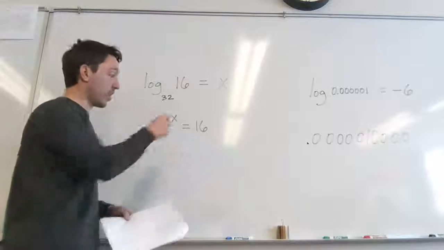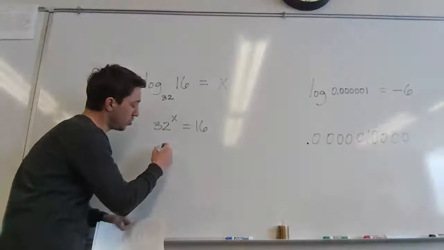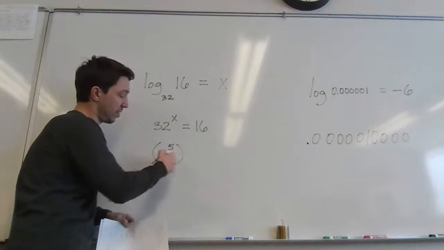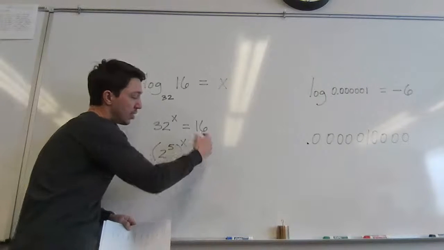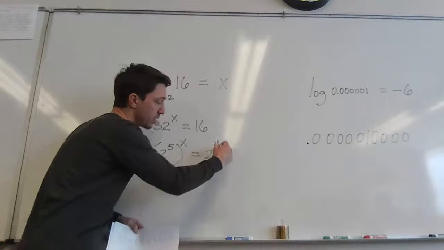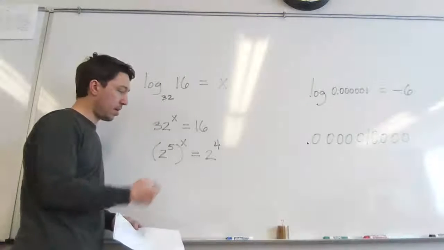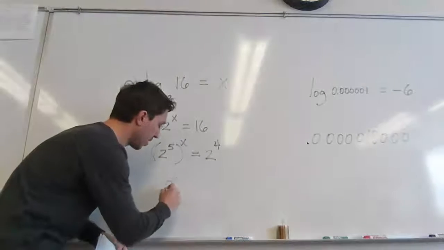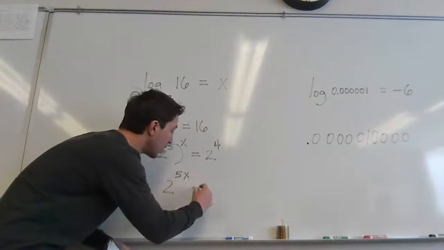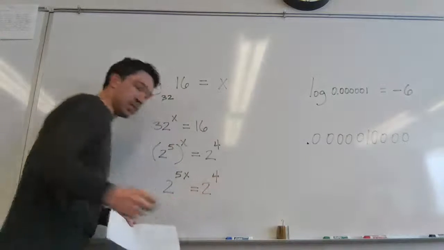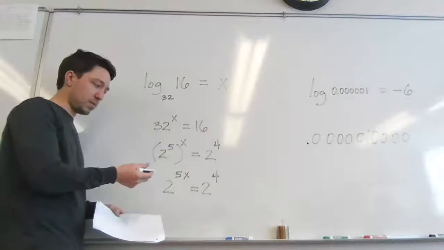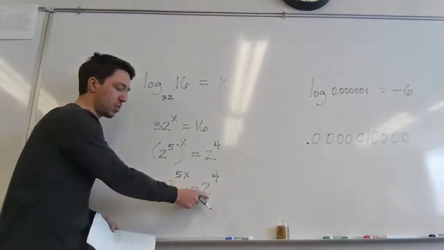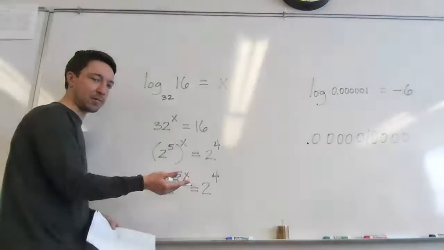So anyway, the long way goes like this. You say 32 is 2 to the 5th power. So it's 2 to the 5th to the X, and 16 is 2 to the 4th, right? And what happens with these exponents if you have a power to a power? Okay. Now the key here, this is maybe a tricky argument, but I hope it makes sense. If 2 to this power is equivalent to 2 to this power, what does that mean about the powers?